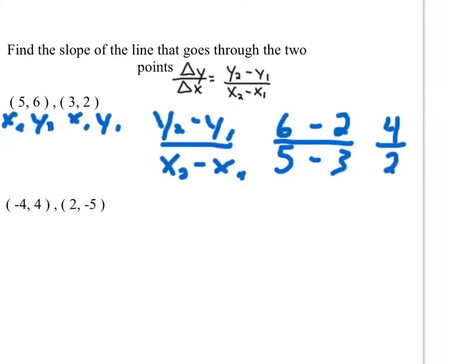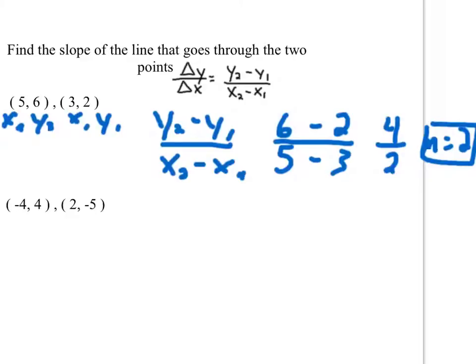Alright, now I'm not done yet, because I got to simplify that, and I got to put m equals, so it's m equals 2. m equals positive 2 for that one. Okay, that's what it would reduce to. You could put 2 over 1 if you want to, but you don't need to.